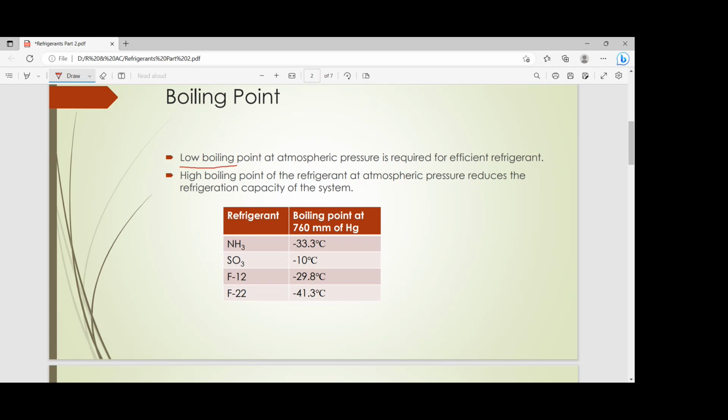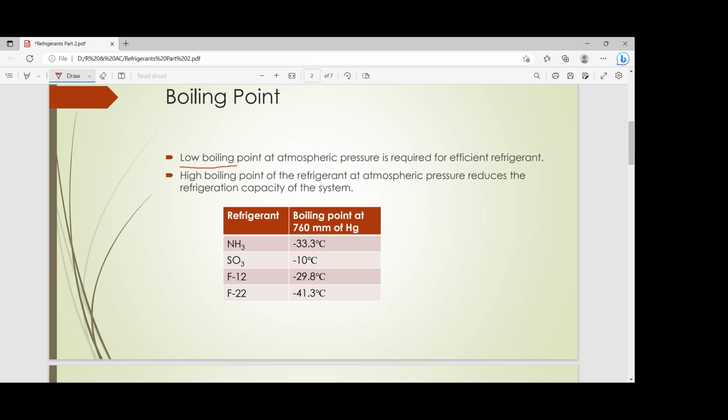At a low boiling point, your refrigerant liquid will absorb heat or extract heat from the refrigerated space or from the material that is stored, and it will get converted from liquid into vapor. So if the boiling point is low, then the amount of heat that is removed in the form of latent heat will be more. So we always prefer refrigerants having low boiling points. And in real life situations, almost all the refrigerants have low boiling points, and we prefer refrigerants with lower boiling points.